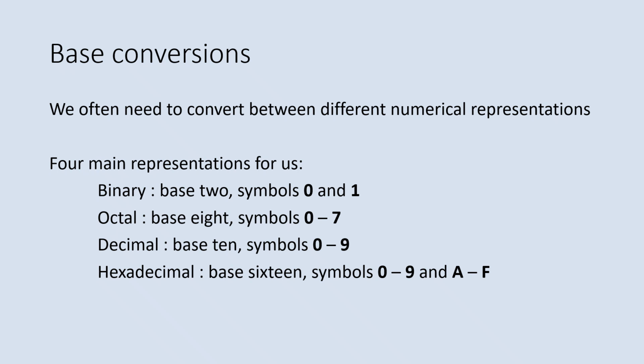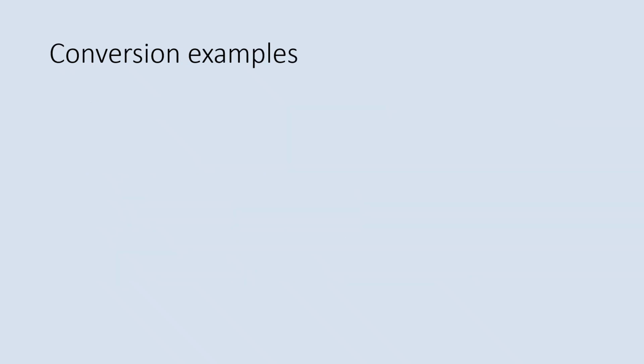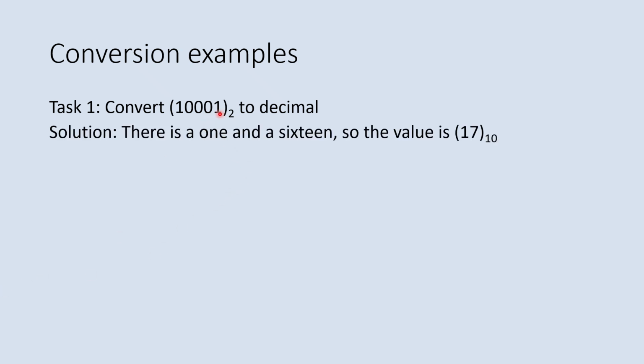There are other ways we could represent the symbols. This is the most common that we will use. The ideas are exactly the same. So let's say we have a binary number 10001, and we want to convert that to decimal. What we need to do is to be able to look at the ones place. There's a 1, and then no 2s, no 4s, no 8s, but a 16. And so a 1 and a 16 corresponds to 17 in the decimal system.